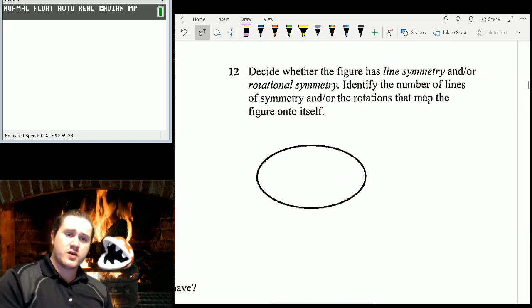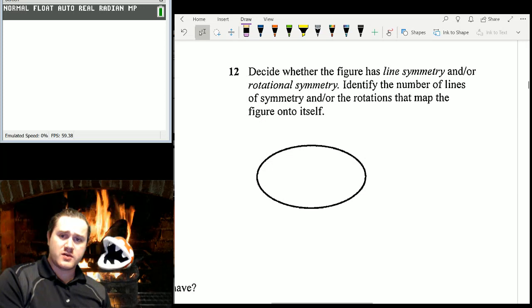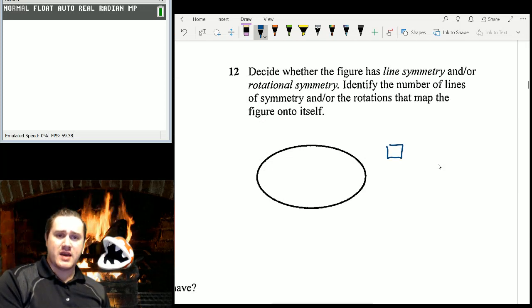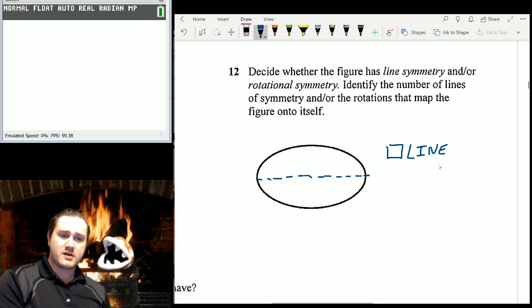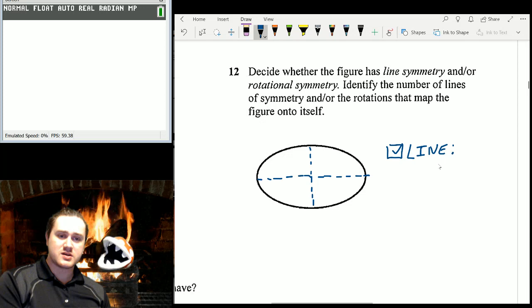Alright, the final question on this video is going to be decide whether the figure has line symmetry or rotational symmetry. Define the number of lines of symmetry and or the rotations that map the figure onto itself. So first we're going to check to see if there's line symmetry. This is an oval. So if I actually drew a line this way, does it reflect over itself? Yeah. So that's at least one, but there's actually another one where it's going this direction. There's actually 2 lines of symmetry.